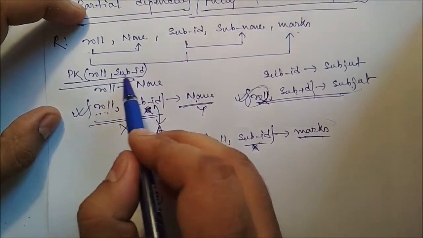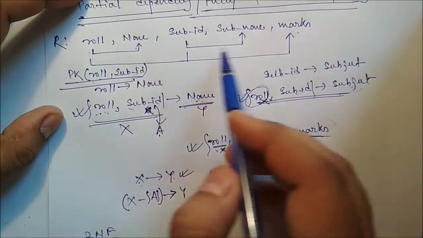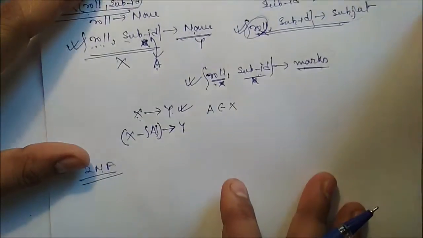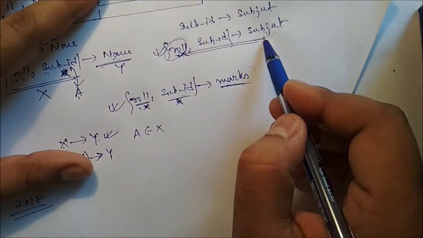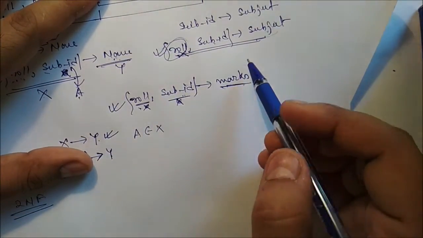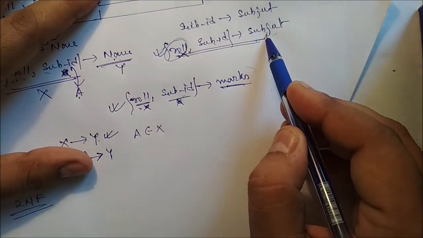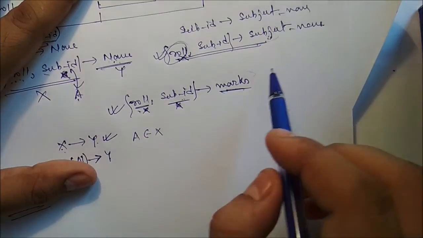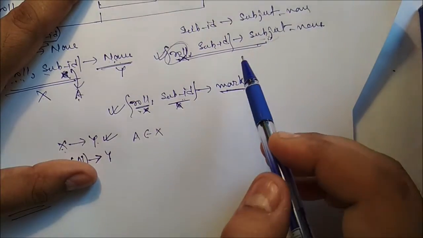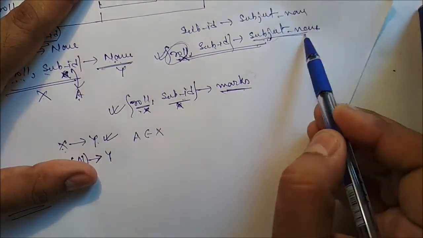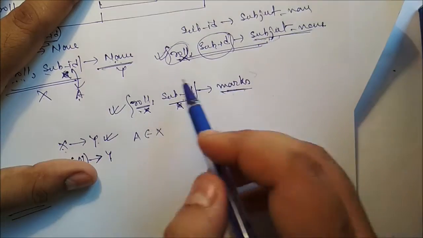Using roll number and subject ID together, we can identify any of the attributes, so it is our primary key. But the condition is that no non-key attribute, say subject name, should be functionally dependent on a part of the primary key. Here subject name is functionally dependent on the part of the primary key, subject ID. So hence it is not in 2NF.